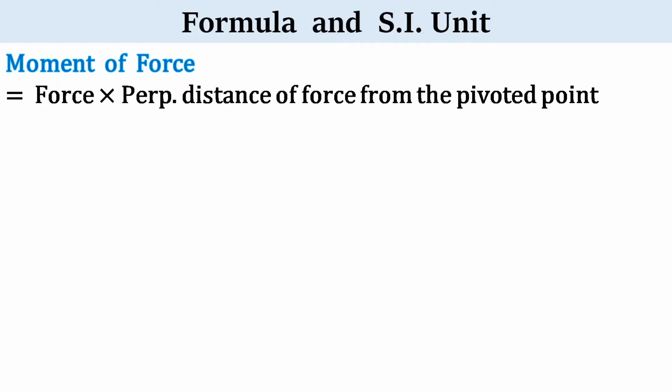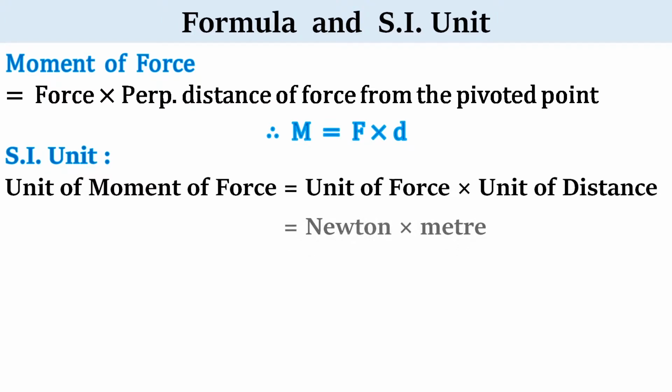To calculate moment of force, the formula is M is equal to F into d, where M is moment of force, F is force applied, and d is perpendicular distance of force from the pivoted point. Usually in the numerical, you will see d as moment arm. The SI unit is known to you. It is the unit of force multiplied by unit of distance, which is Newton into meter, and it is symbolically written as Nm.